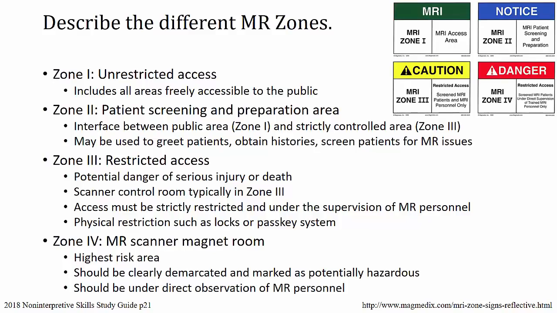And then zone 4 is the actual MR scanner magnet room. So this is the highest risk area, and it should be clearly demarcated and marked as potentially hazardous and should be under the direct observation of MR personnel whenever anyone is around. So this is the magnet room. That's the highest risk, zone 4.